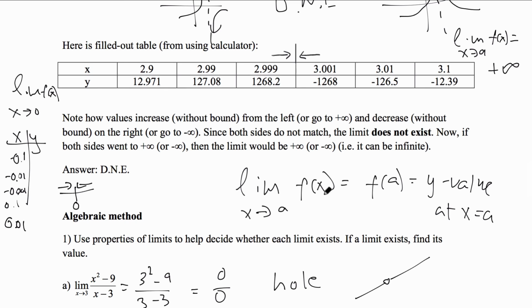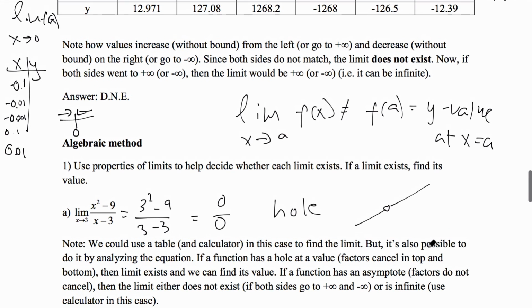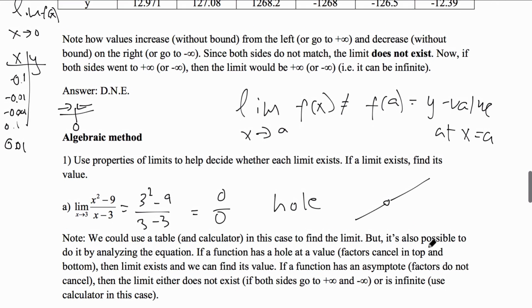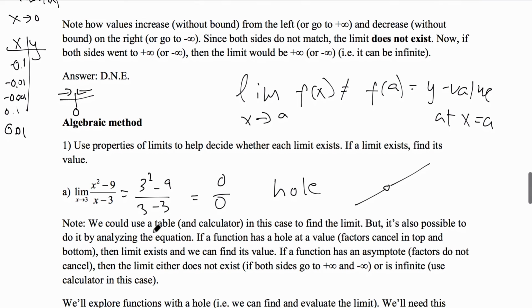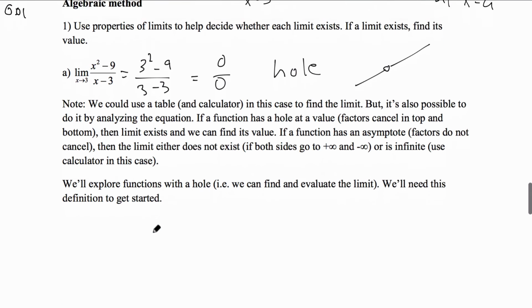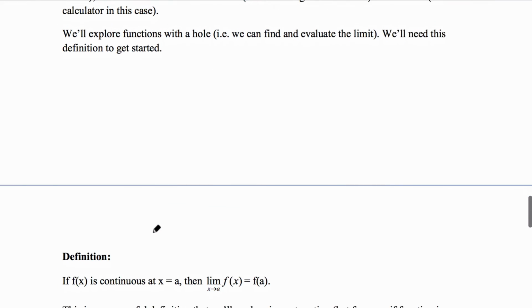So here is where this situation would not happen. They're not going to be equal right now. But there is something we can do. Okay, what can we do? You can use a table, just like we did in the previous example. You could have done 2.9, 2.99, and from the other side 3.1, 3.01, and compare. Or, if it is a hole, if it is 0 over 0, then what can we do?